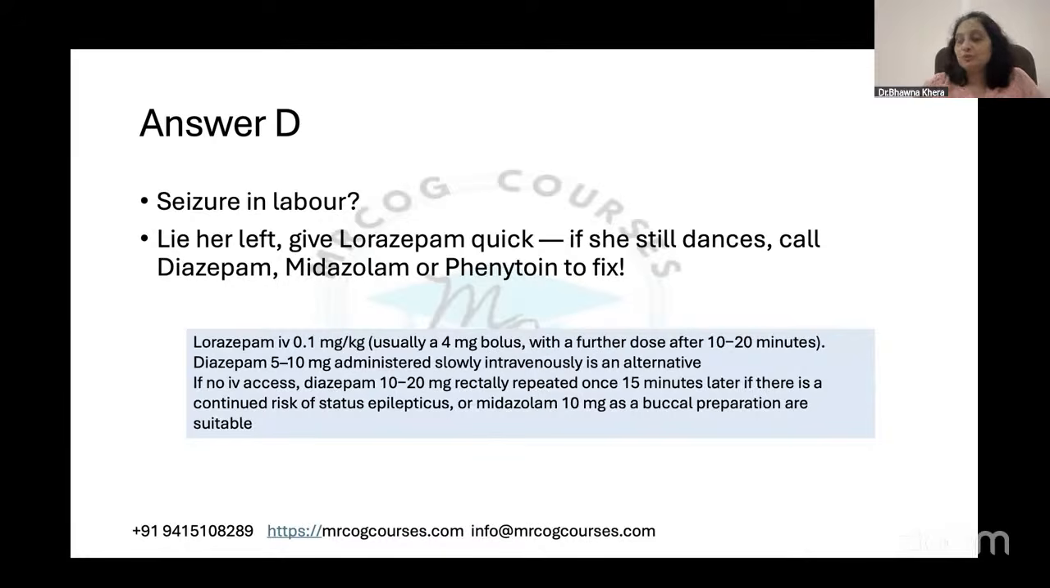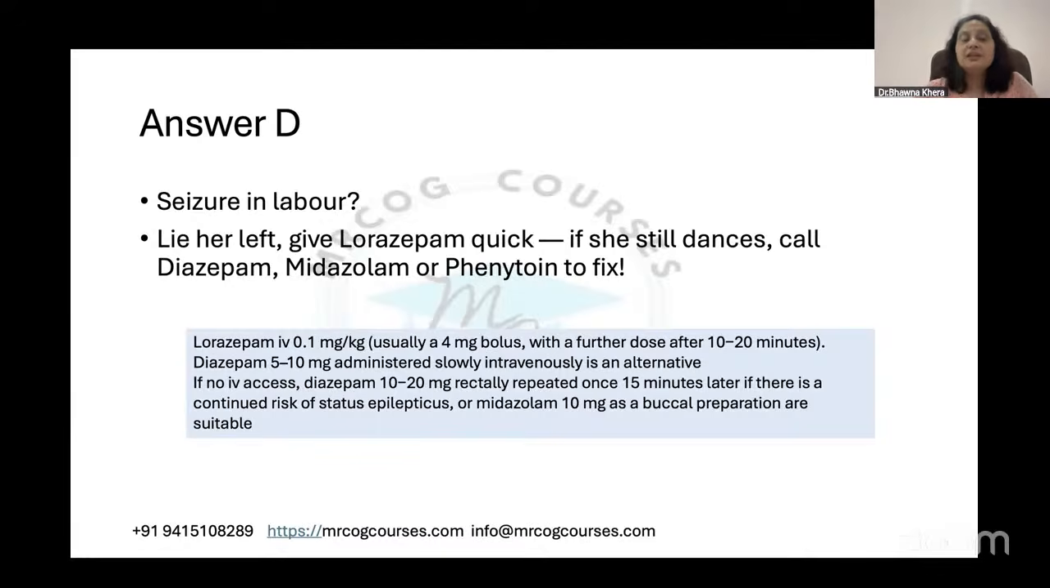Now what is the drug dosage? Because they ask you sometimes about the dosages as well. So lorazepam IV 0.1 milligram per kg, usually a 4 milligram bolus with a further dose after 10 to 20 minutes. Diazepam 5 to 10 milligram administered slowly intravenously is an alternative.